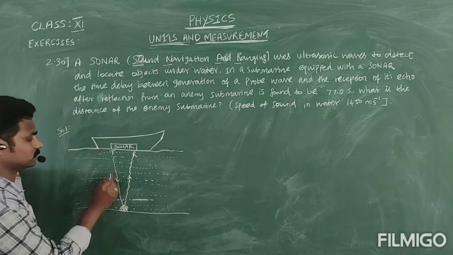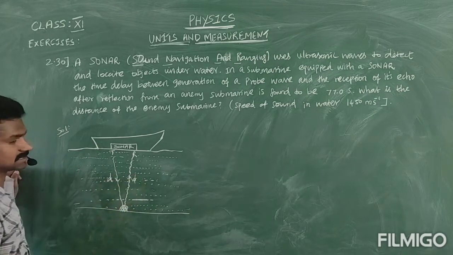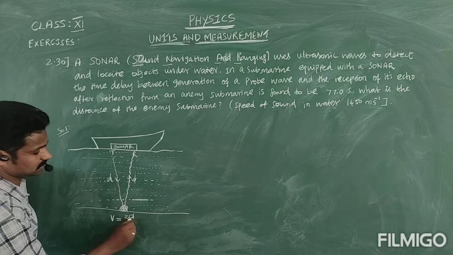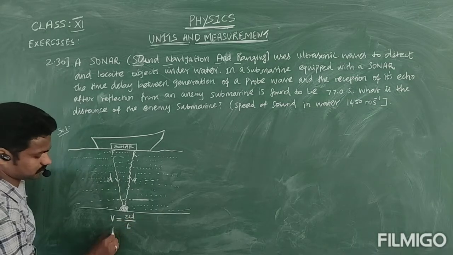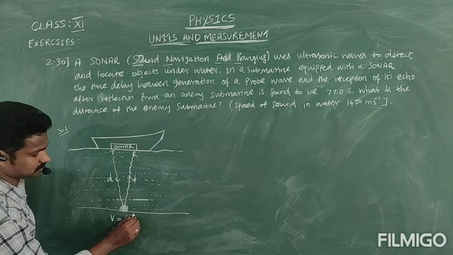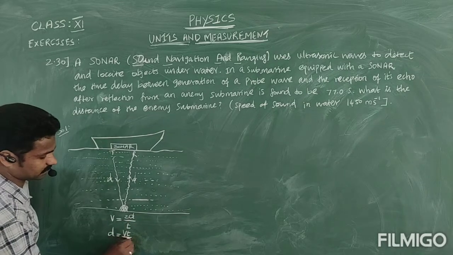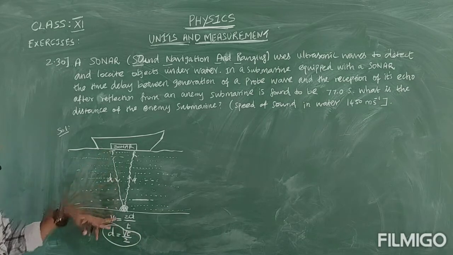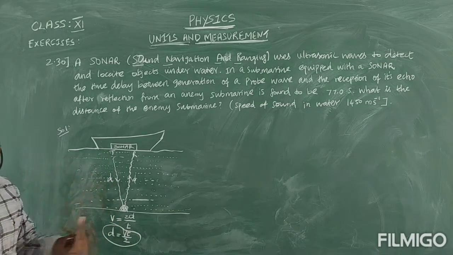So the distance, it's a d plus d, that is a 2d distance. So we know that velocity is equal to total distance divided by time. So the distance is equal to velocity into time divided by 2. So this is the formula to find the distance between that object from us.